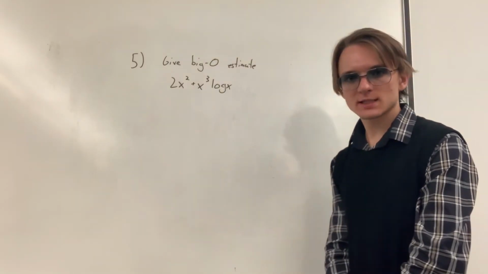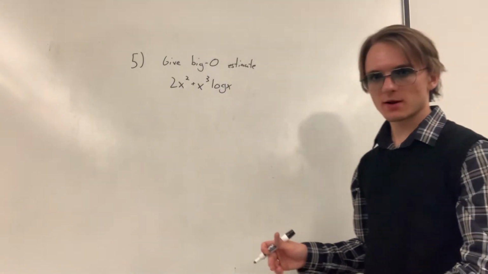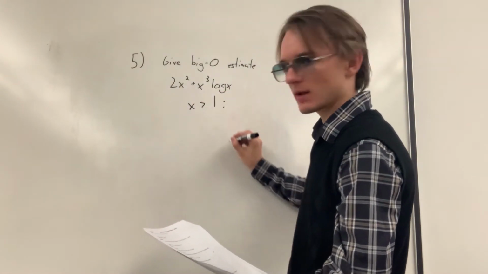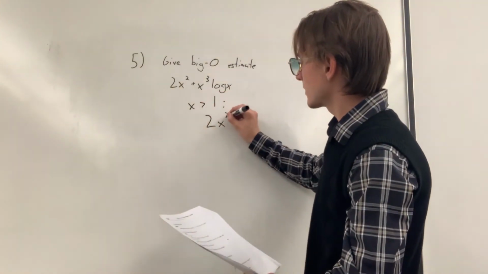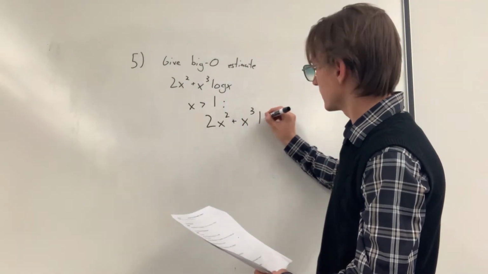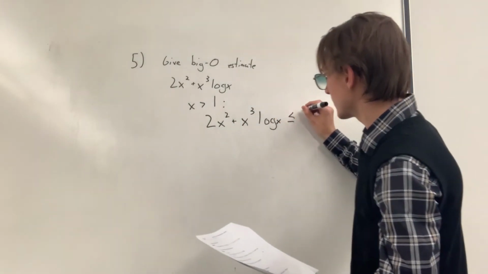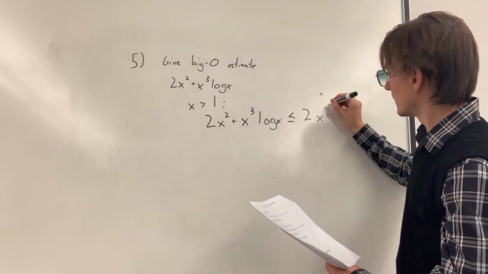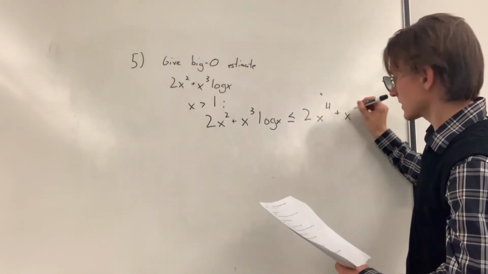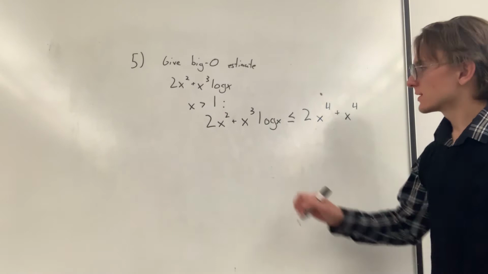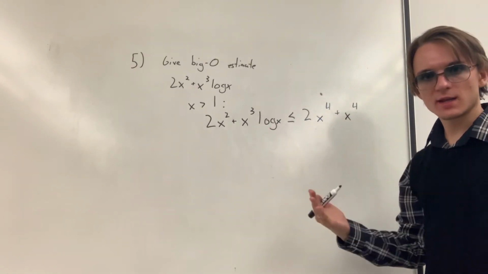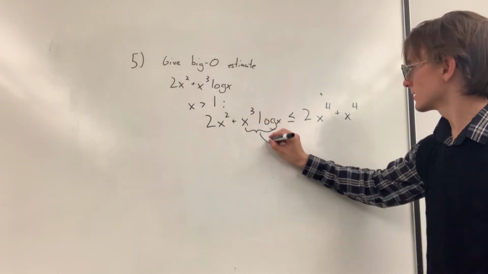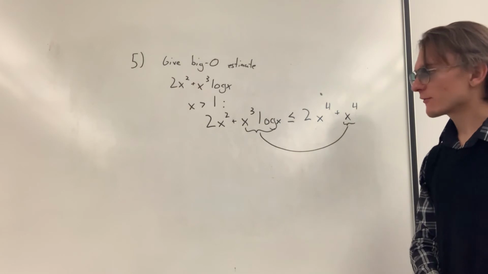A few more big O estimate problems. 2x squared plus x to the power of 3 log x. Well, let's use the definitional method. When x is greater than 1, we have the following. 2x squared plus x to the power of 3 log of x is less than or equal to 2x to the power of 4 plus x to the power of 4. We got this by converting log of x just to an x, which gives us x to the power of 4. This is converted to this x to the power of 4.